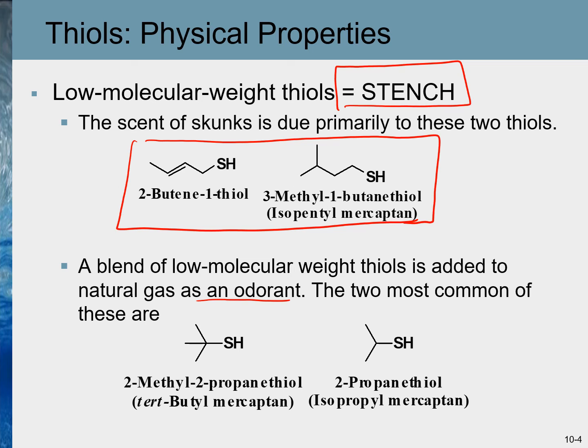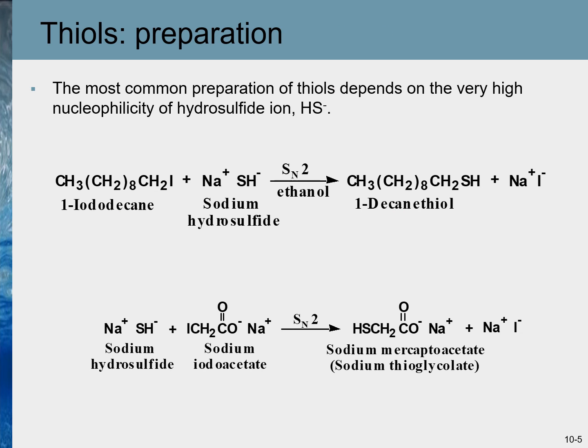The two most common compounds which are added to natural gas for odor are 2-methyl-2-propanethiol and 2-propanethiol. Thiols can be easily prepared by nucleophilic substitution reactions using alkyl halides as substrates and hydrosulfide ion as a nucleophile.